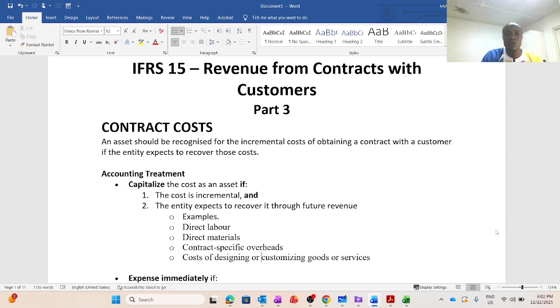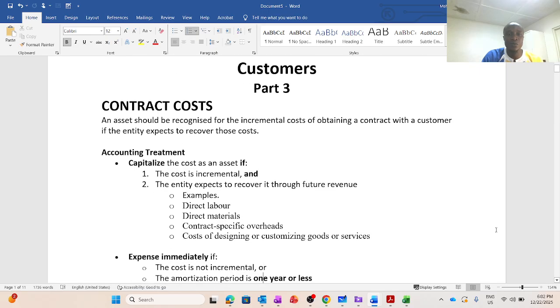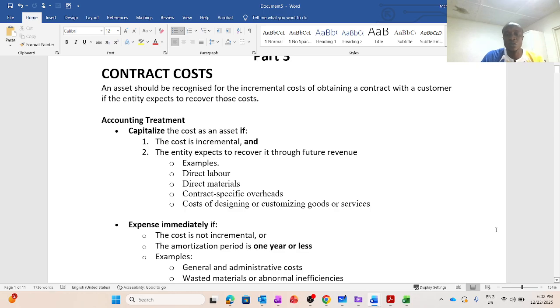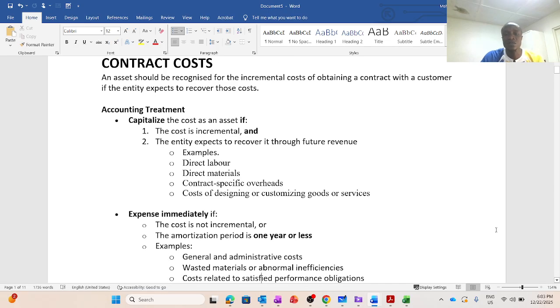For costs that we are going to capitalize, we only capitalize the cost if it is incremental to the contract agreement, that is the first condition. The second condition is that the entity expects to recover it through future revenue. We are talking about direct labor, direct material, contract-specific overheads, or the cost of designing or customizing goods or services. These are categories of costs that we are going to capitalize as part of the contract cost.